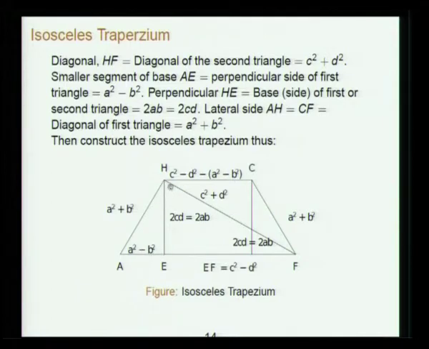So you take the diagonal to be the second triangle's diagonal, c squared plus d squared. A smaller segment of the base, AE, is the perpendicular side of the first triangle, so a squared minus b squared. The perpendicular HE is the base side of the first or second triangle. So 2cd is equal to 2ab, and the lateral side AH, the other flank as it is sometimes called, is equal to the diagonal of the first triangle, so it is a squared plus b squared. So finally this is the isosceles trapezium got from this. Everything is rational, even the segments and all that, right. So that is important.